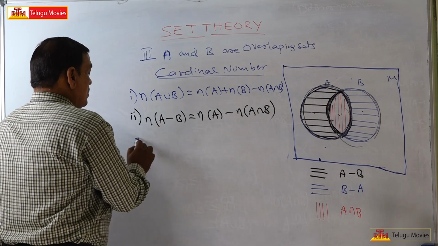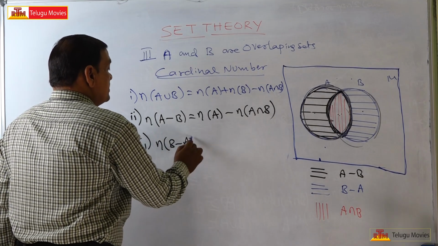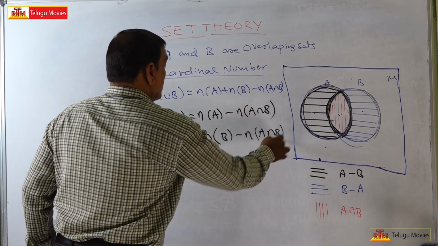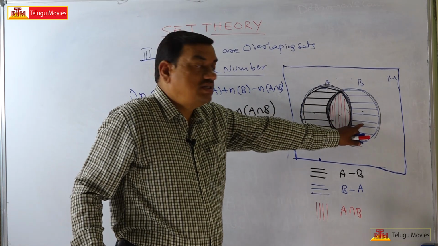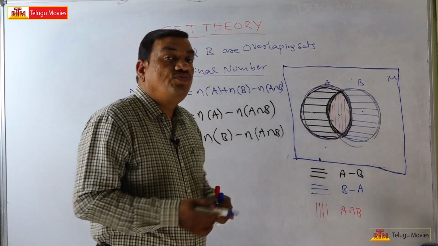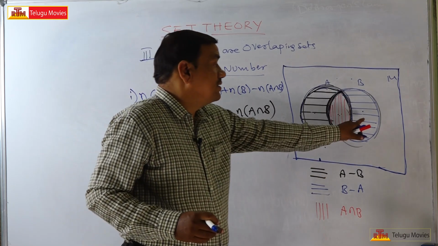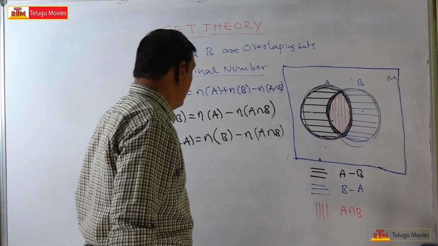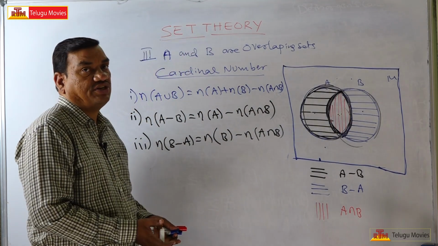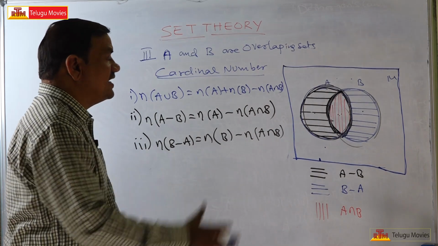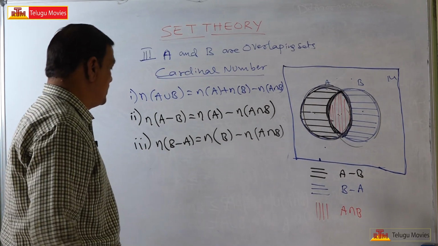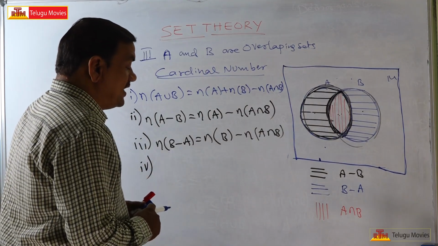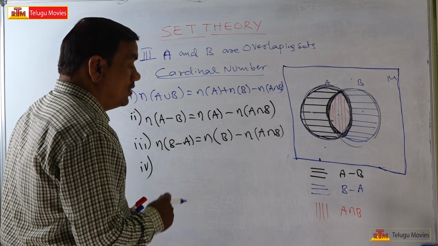Next one, n of B minus A is equal to n of B minus n of A intersection B. B minus A means what? This is the blue part. If you want to count the number of elements in this blue shaded part, it is total B minus A intersection B. That's all. The number of elements belonging to B minus the number of elements belonging to A intersection B.